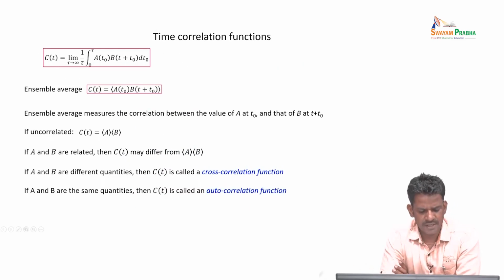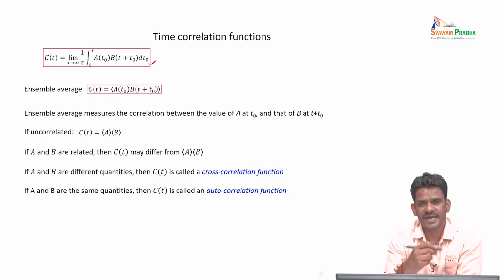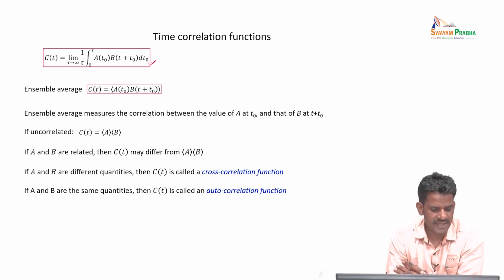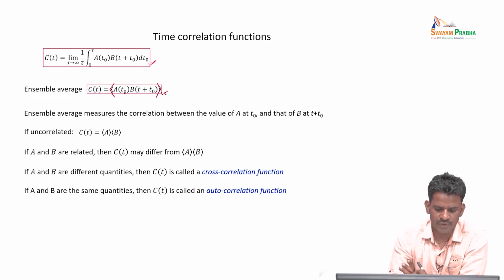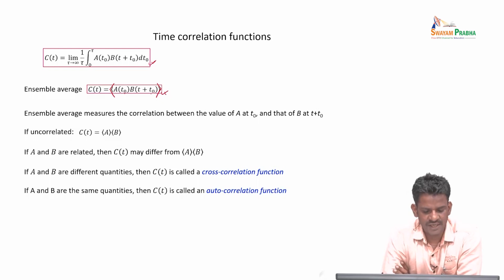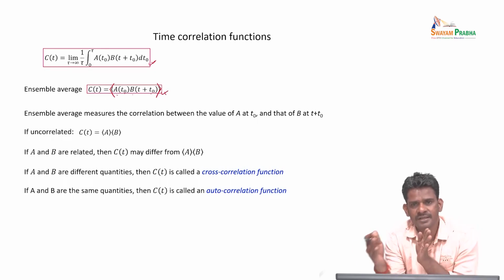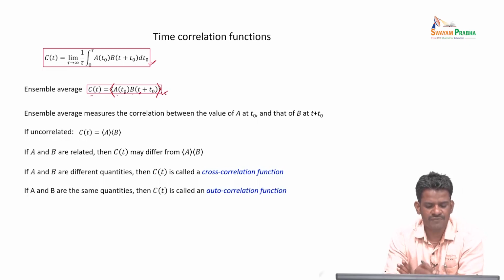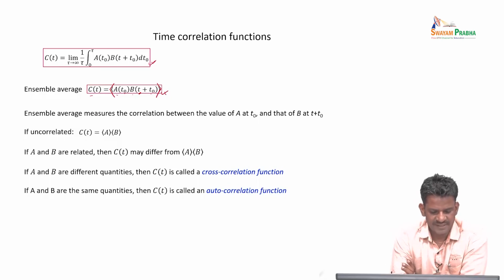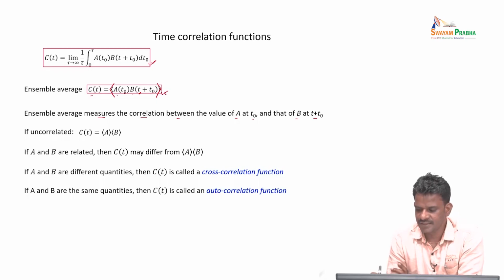So what is the meaning and use of such time correlation functions? This is a definition which we showed as a time integral, and equivalently we can also write this as an ensemble average over many initial points tau naught. Okay, so it's an ensemble average of A times B, except that this A and B are not taken at the same time points, but they are taken at a delay time of t. So thereby the function C is going to be a function of time. The ensemble average basically measures the correlation between the values of A at t0 and B at t plus t0. So that's the meaning of time correlation function.